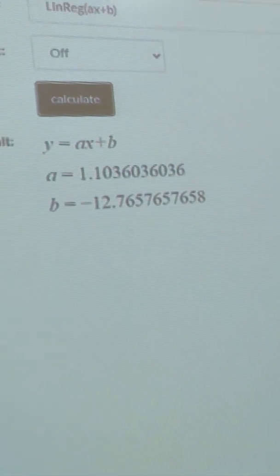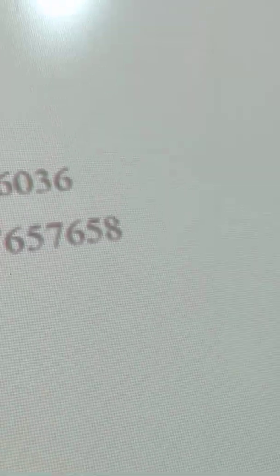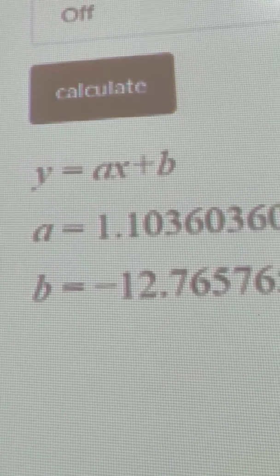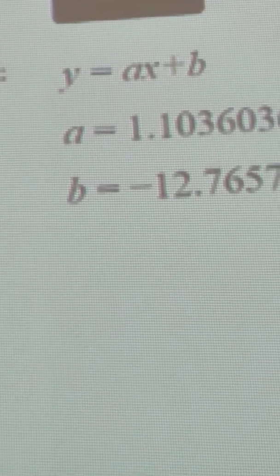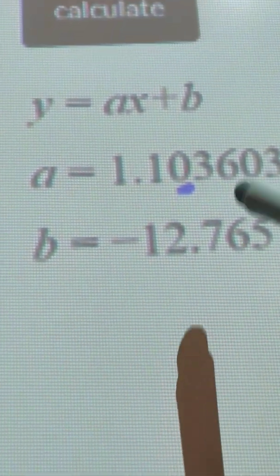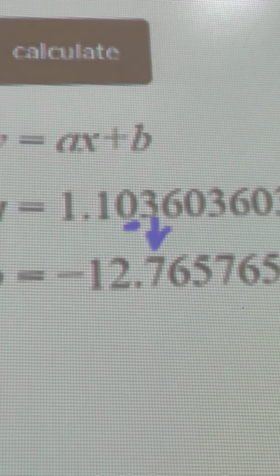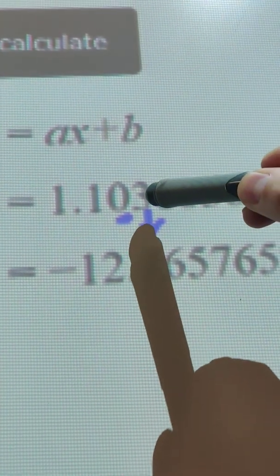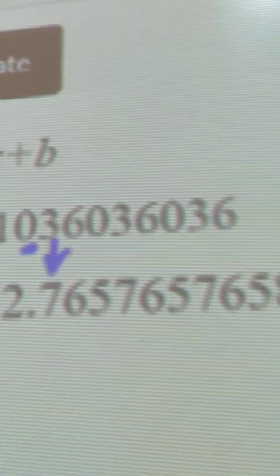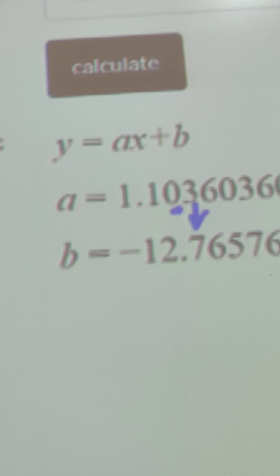So we've got our y equals ax plus b, so let's round first of all what this is talking about. So a, the nearest hundredth, this is the hundredth place right there. This is telling me it's staying at a 0, because if this was 5 or higher, it would drive the 0 up. So this becomes 1.10, which is really just 1.1.